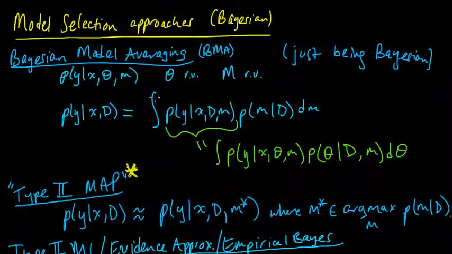So next, these were some Bayesian approaches to model selection, and there's also a lot of non-Bayesian ways to approach model selection, and we'll look at those next time.